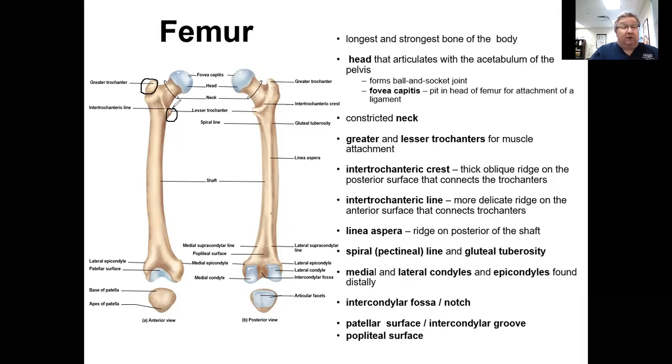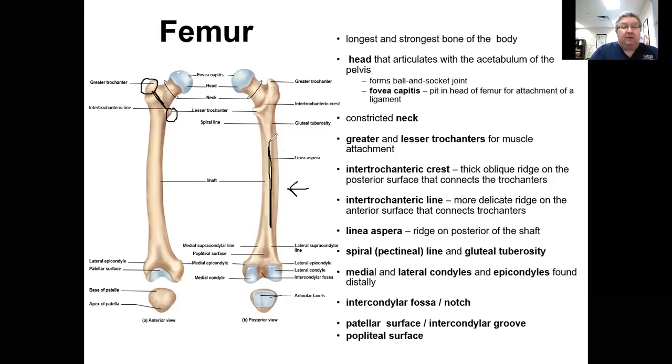Remember, on the humerus, we had the greater and lesser tubercle. Same idea. That's an area for muscle attachment. In between, there is a line. It's known as the intertrochanteric line, a line between the trochanters. This part of the bone right here is the posterior portion of the bone. On the posterior portion of the bone, there is this ridge that goes down right here in the middle. This ridge is known as the linea aspera.